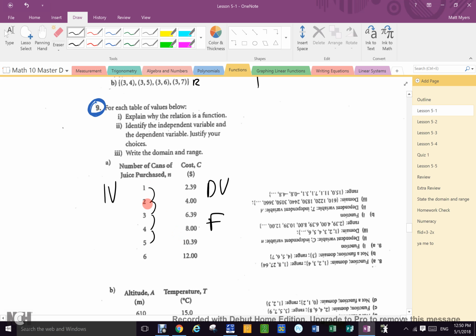Let me ask you this. Could I write this domain like this? 1 less than or equal to cans less than or equal to 6. Could I write that? Yes or no? No, why not? I can't buy half a can. I can only input whole cans. Everybody with me? So I would have to write 1, 2, 3, 4. I can't do that one. Same with range. Everybody cool?